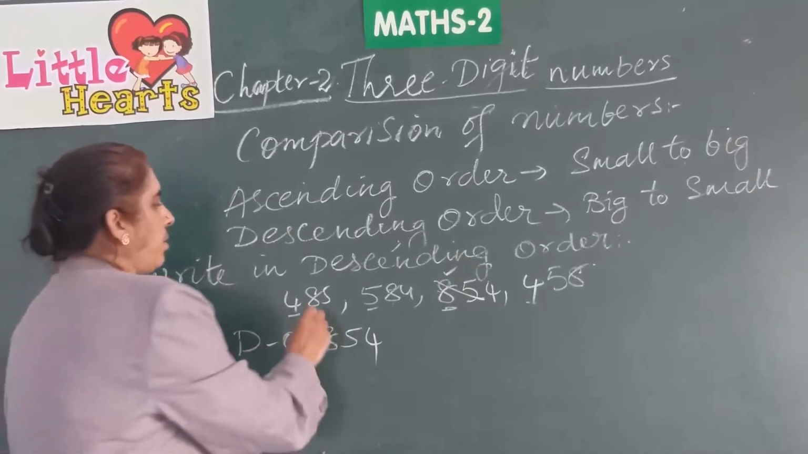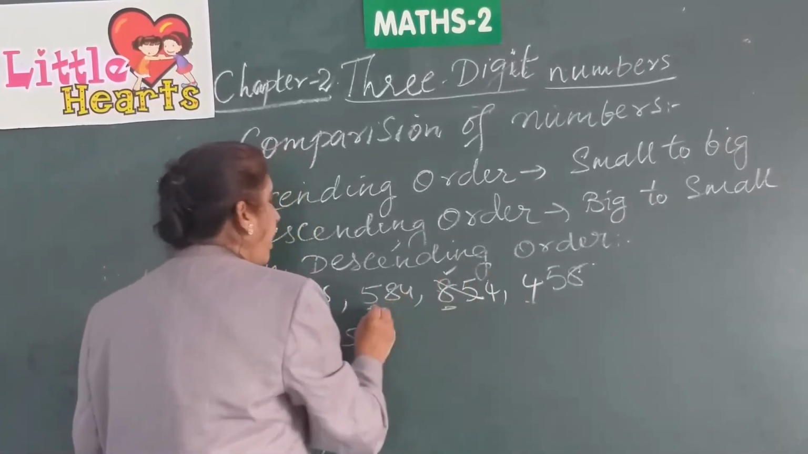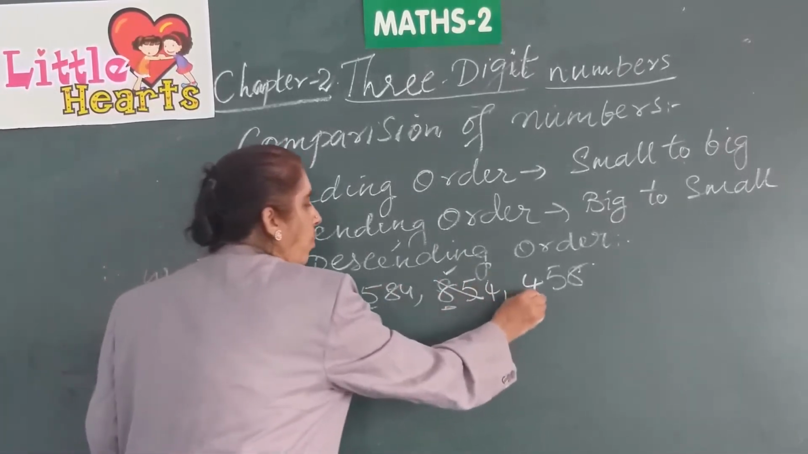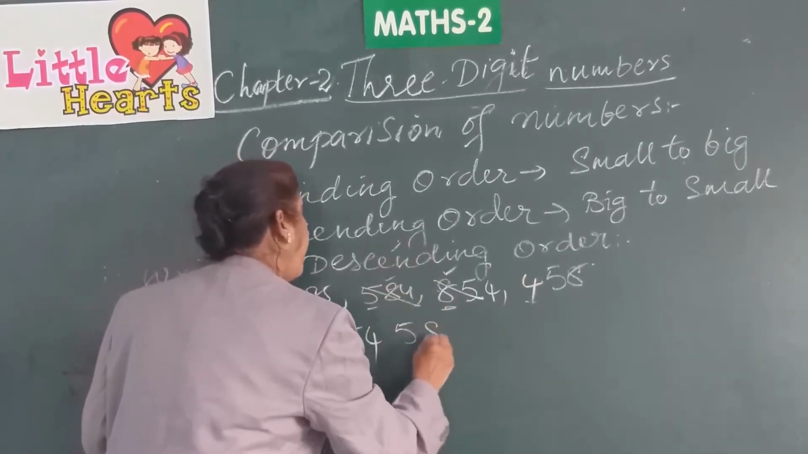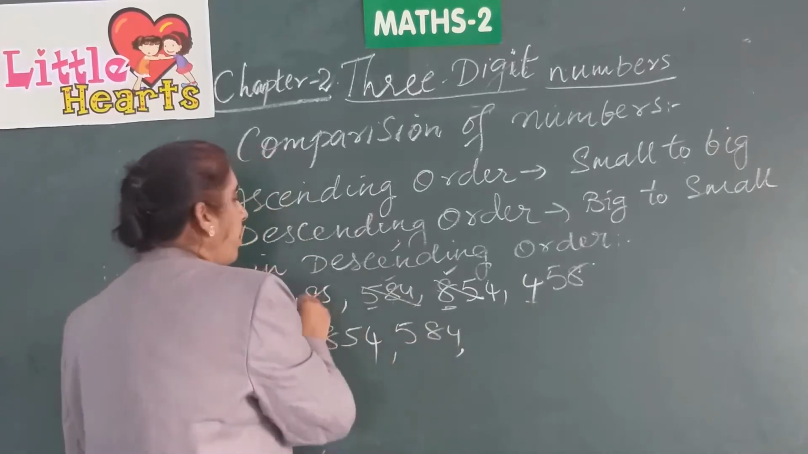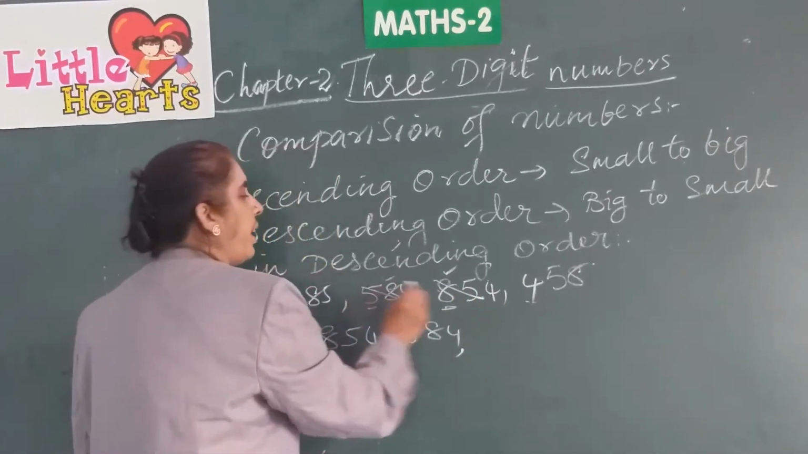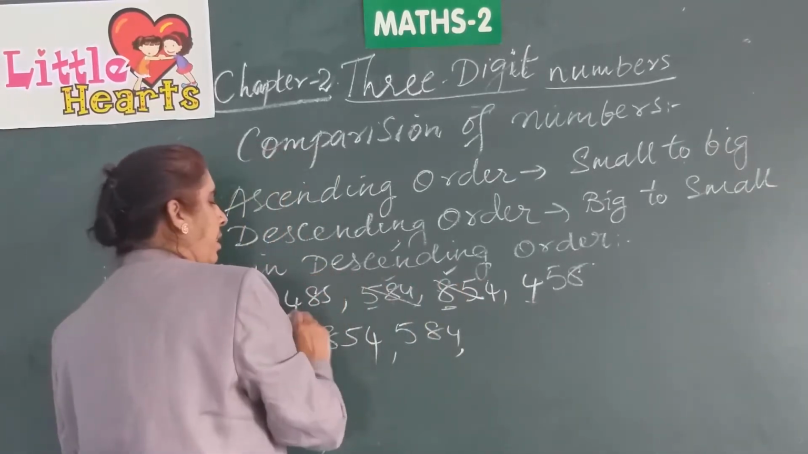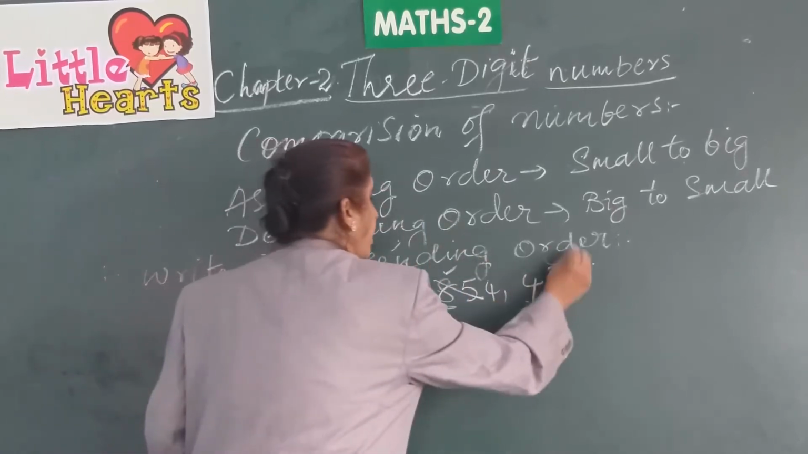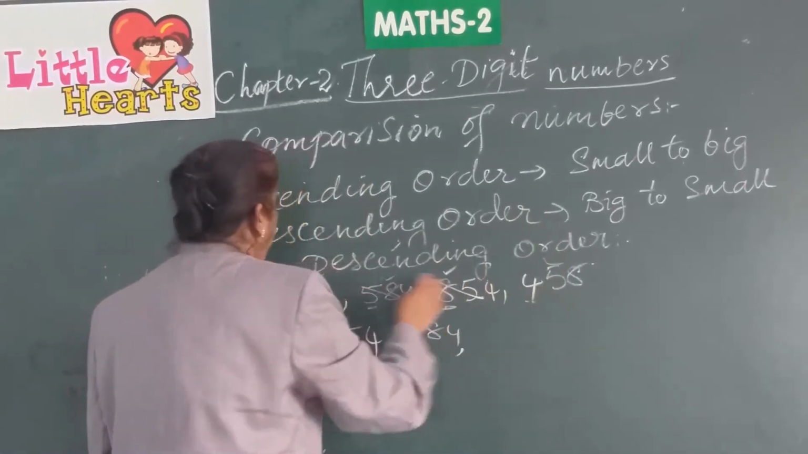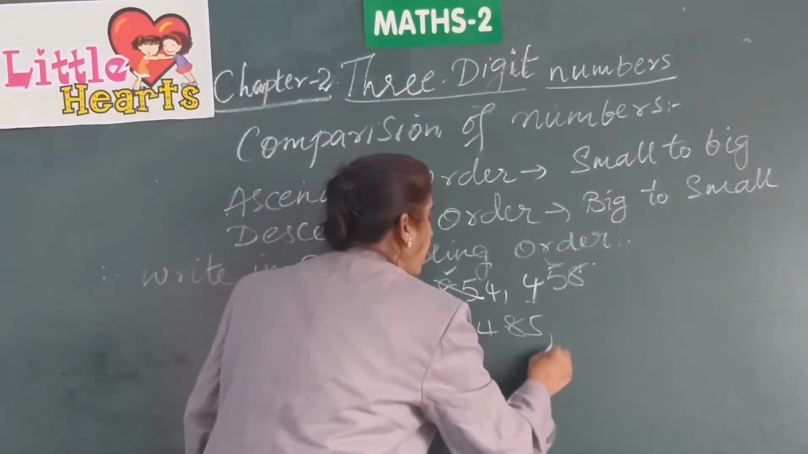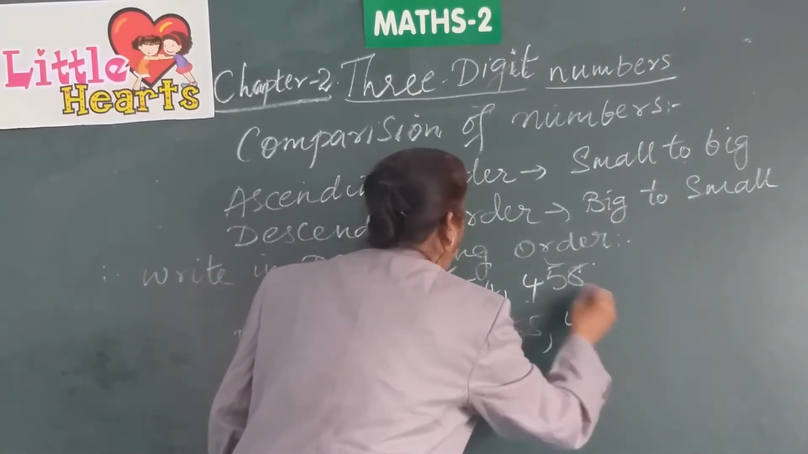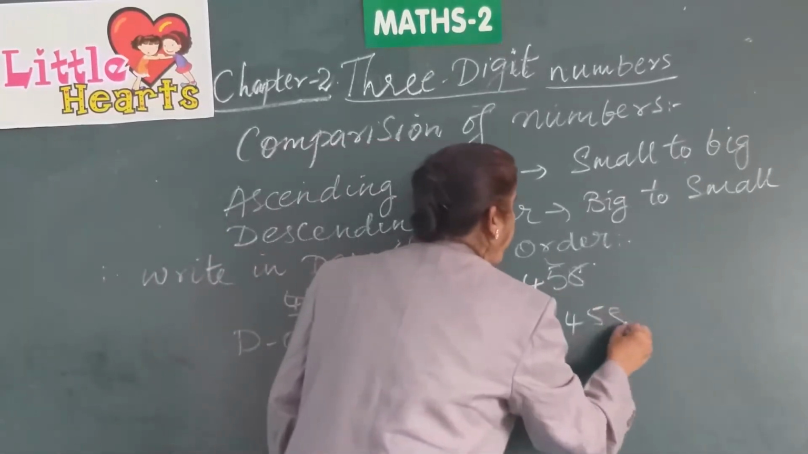And coming to this, 4 and 4 and 5. So these 2 have 4 in the hundreds place. This comes next. 584. And among these 2, both have 4 in the hundreds place. Check the tens place. 8 and 5. So 8 is greater than 5. This comes next. And the smallest number is 458.